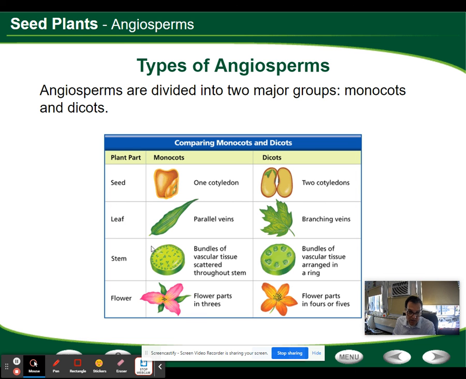These are oftentimes in your herbaceous plants, your green soft stem plants, whereas vascular bundles arranged in a ring are often found in your woody stems, whether it's a bush or a tree. And then the last thing is the flowers. The flowers have 3 parts in monocots, 3 sepals, 3 petals, whereas they have 4 or 5 parts inside the dicots.